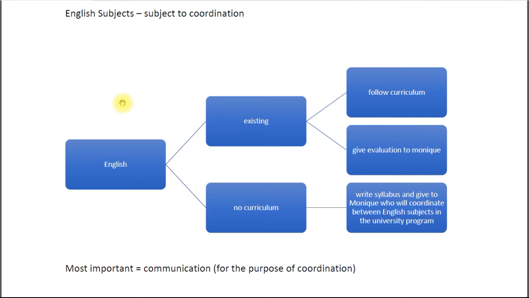If there is no curriculum given to you, similarly to what we talked about previously, the teacher should write the syllabus and give it to Monique, who will then coordinate between the English subjects in the university program. The main idea for this is so that we don't have teachers overlapping and teaching the same subjects. They should complement each other. The most important idea here for the English subjects is communication for the purpose of coordination, so that we can have a coherent program.